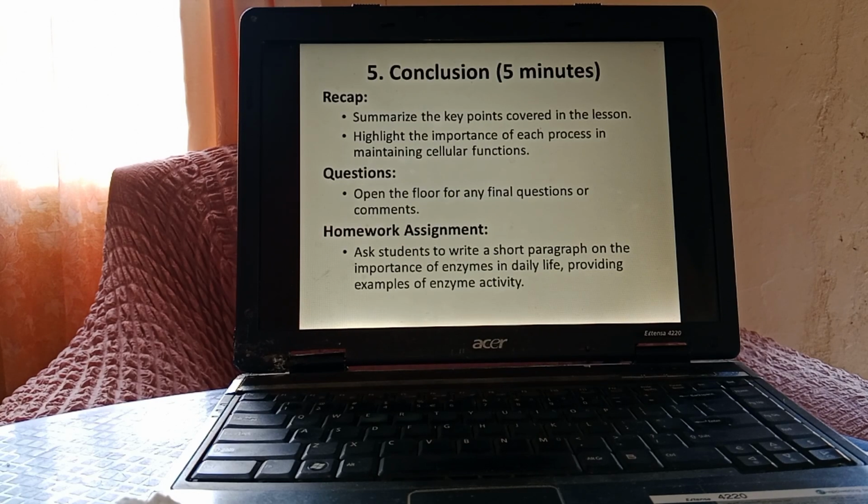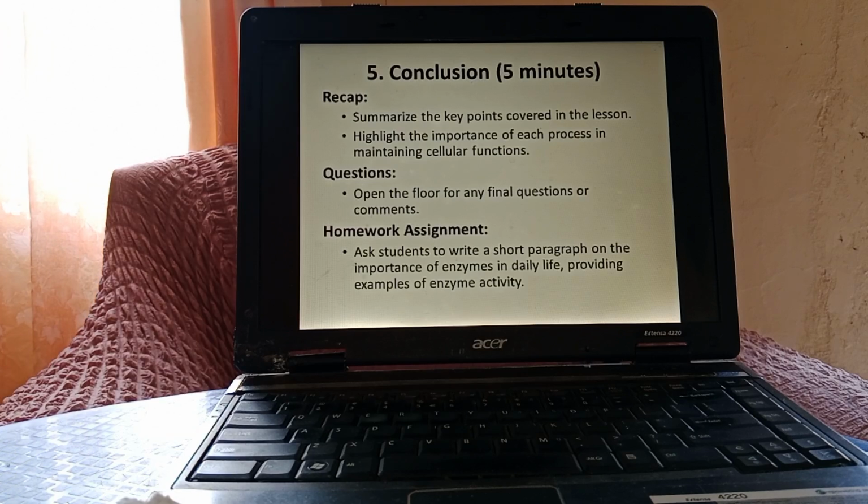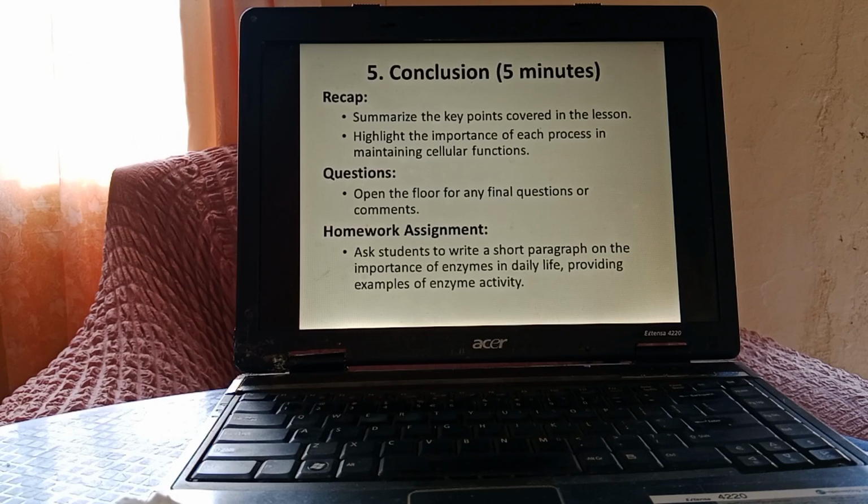To conclude your lesson, mwalimu, or mwalimu means teacher. Mwalimu is Kiswahili. So, to conclude, will take 5 minutes where you recap. Summarize the key points covered in the lesson. Highlight the importance of each process in maintaining cellular functions.